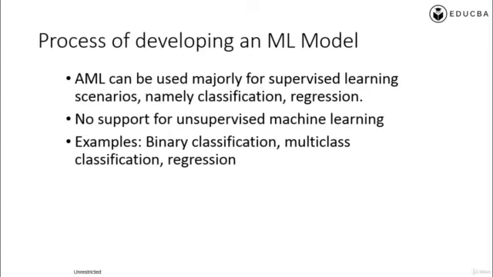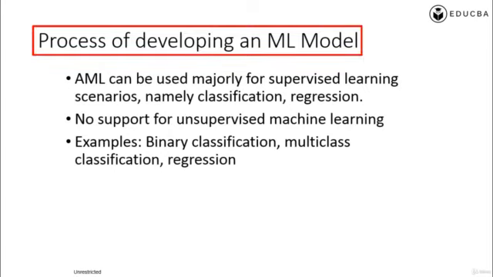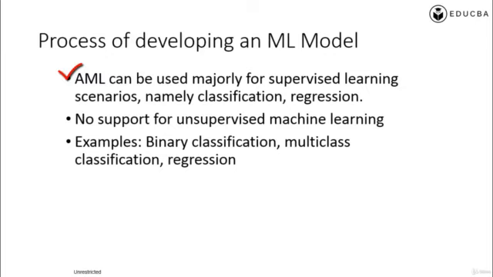Now we will discuss the process of developing an ML model. Amazon ML can be used majorly for supervised learning problems, namely classification and regression. Amazon does not provide support for unsupervised machine learning algorithms such as clustering. For now, deep learning or reinforcement learning capabilities are also not available with Amazon.